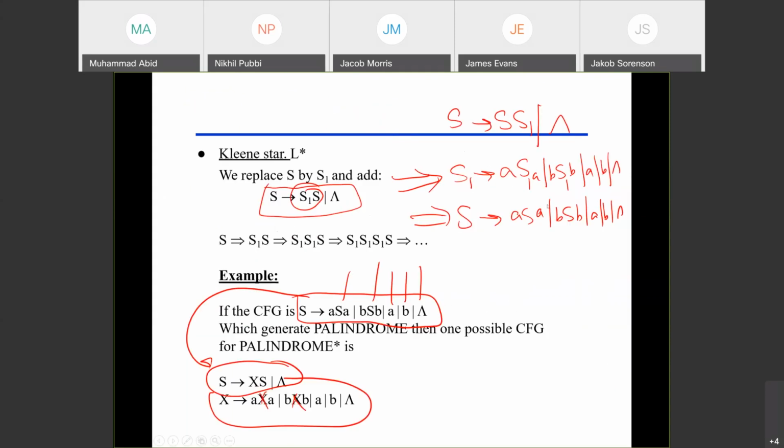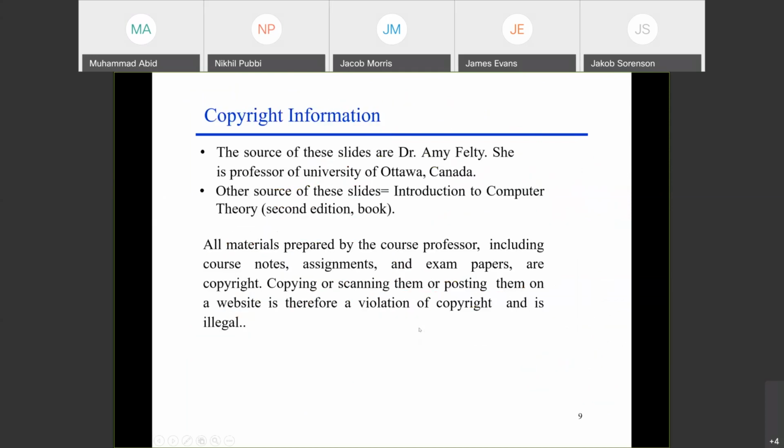So I think we are done with this chapter. It's not too big. Any question on this? Otherwise, I move to the next chapter.